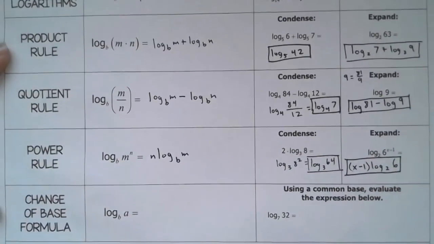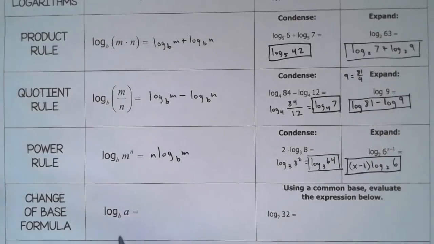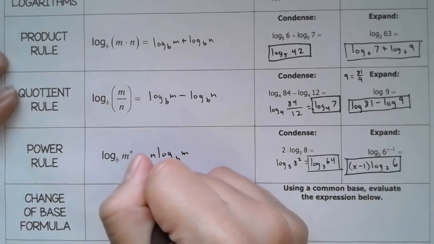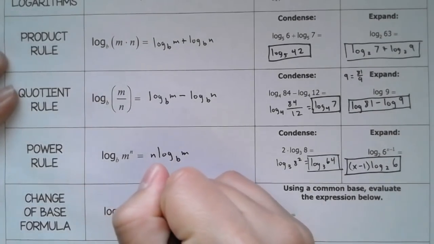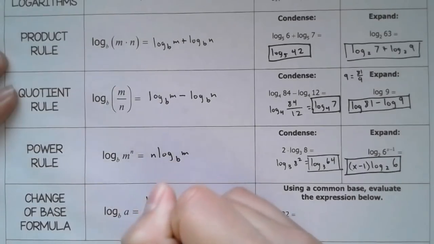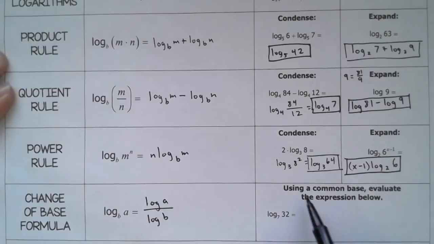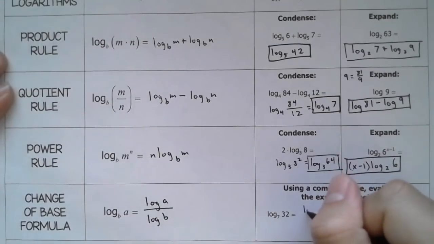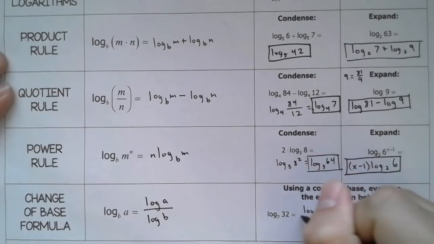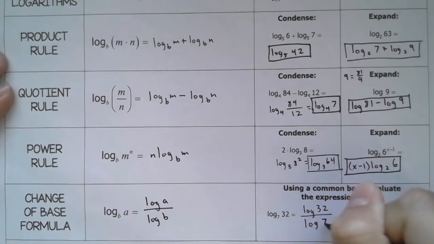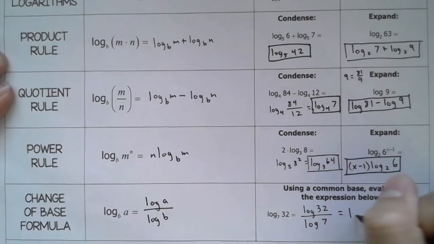The change of base formula, remember, so I have log base b of a, this is equivalent to log of a over log of b. Using a common base, evaluate the expression below. I can rewrite this as log of 32 over log of 7, and then you use your calculator for this and you get 1.7810.